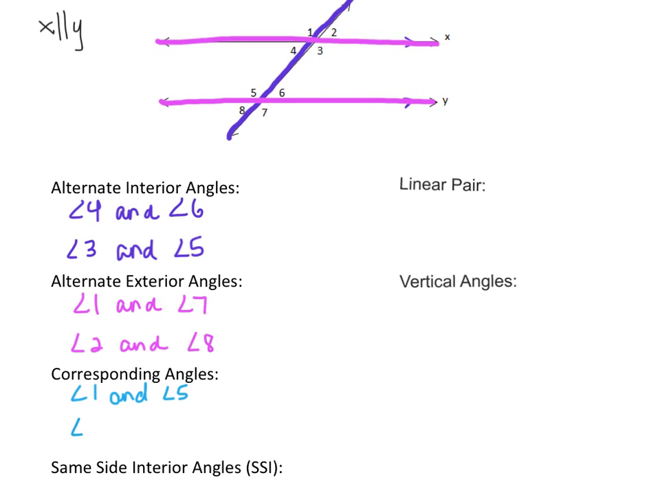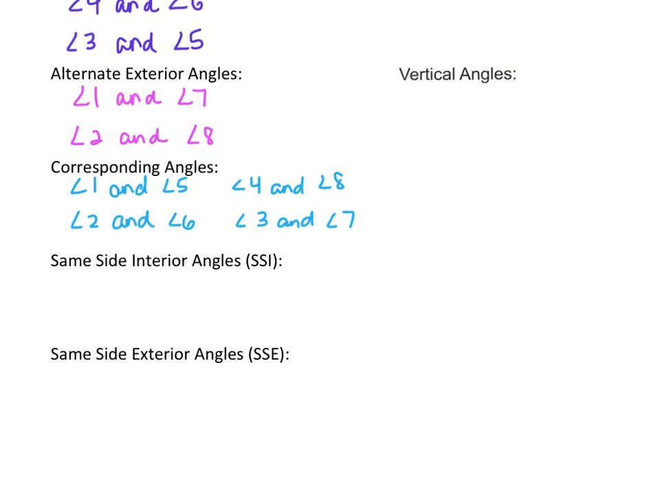Angle 2, what do you guys think angle 2 is going to go with? That's an exterior angle, so we need an interior angle on the same side of the transversal, so it's going to go with angle 6. And for corresponding angles, there's actually 4 pairs that we can come up with. Angle 4 is corresponding with angle 8, so take a look at that and make sure that that makes sense. And then angle 3 is corresponding with angle 7. All right, now let's look at our same side interior and same side exterior angles.